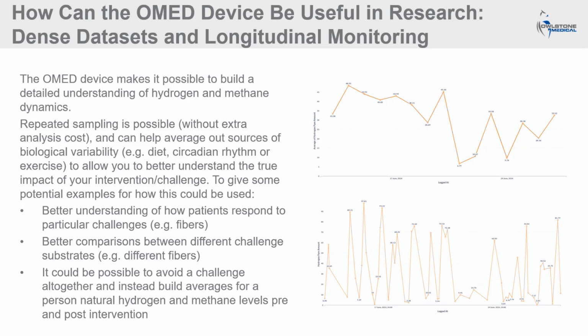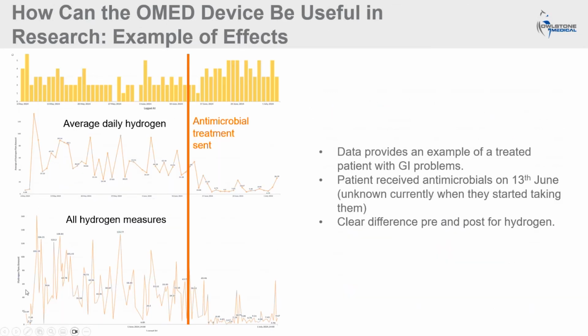And to give you a nice example of what this can look like, this is an individual we've seen recently where we've seen a response to potentially treatment. This is showing the average daily hydrogen measurements on top, and all hydrogen measurements on the bottom. You can see quite nicely there's, again, a lot of variability in this measurement per day, as you'd expect. The hydrogen and methane spikes are quite different per day. But after this treatment had been given, in this particular case an antimicrobial treatment, you can see that the average hydrogen has dropped down substantially.